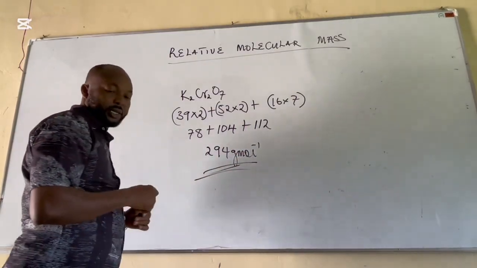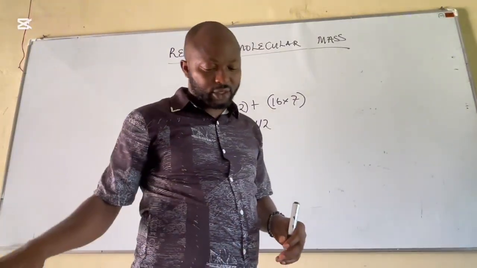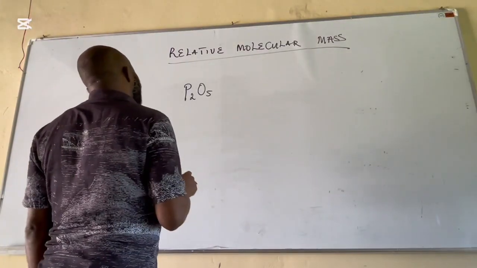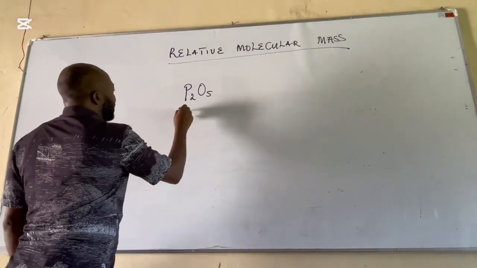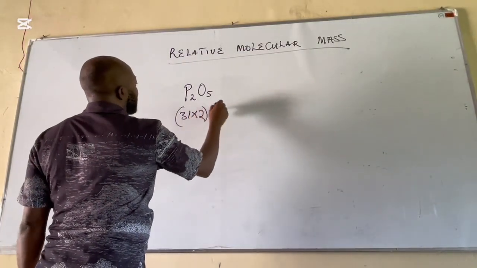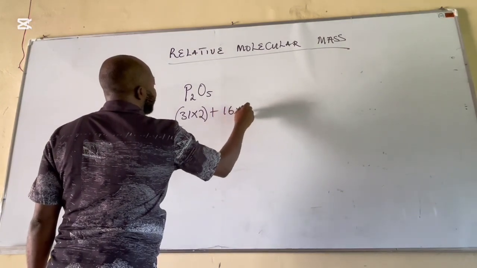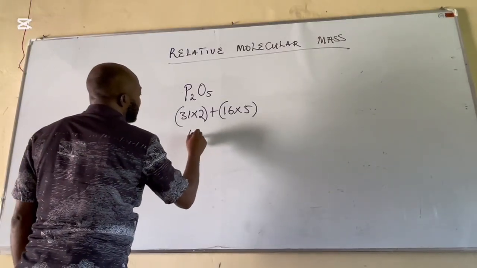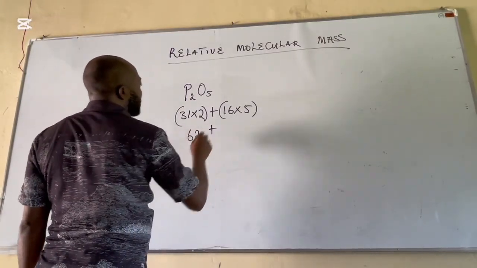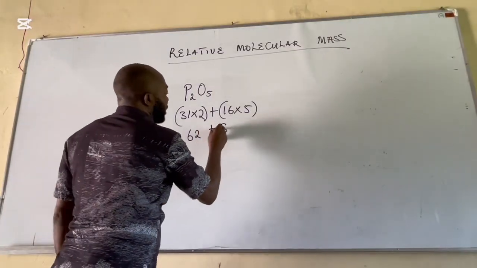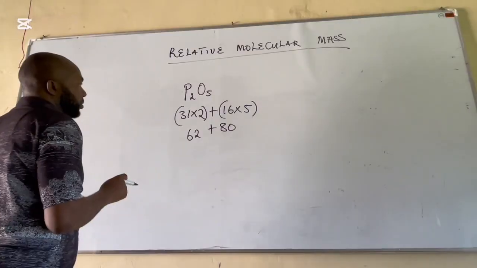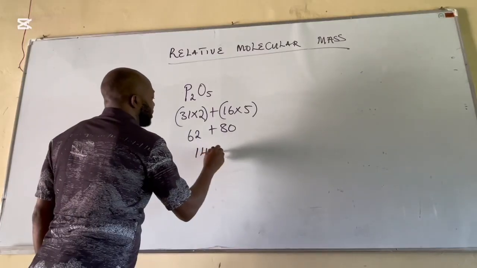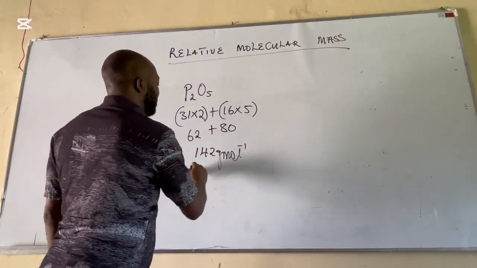So this is it. We're still going to take a little more. Phosphorus is 31. So I have 31 times 2 plus oxygen is 16 times 5. 31 times 2 is 62. 16 times 5 is what? 80. 80 plus 62, 142. Okay, 142. Yes.